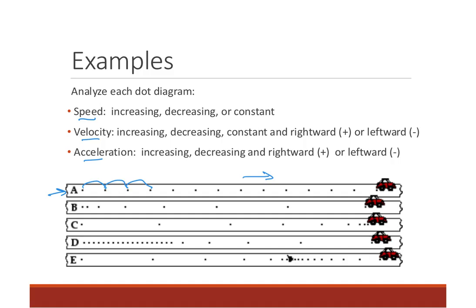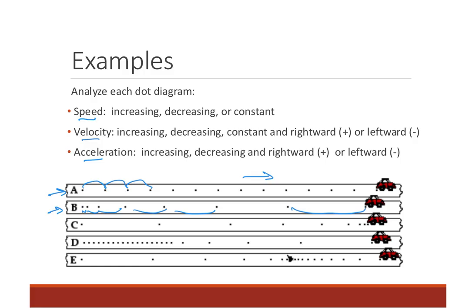Then going on to ticker tape B, you see we have dots close together here in the beginning, and then they spread out further apart until we get this rather large gap between the last 2 dots. And so this tells us that our speed is increasing over the tape. The velocity then would also be increasing, again, in the rightward direction, and the acceleration would be increasing in the rightward direction.